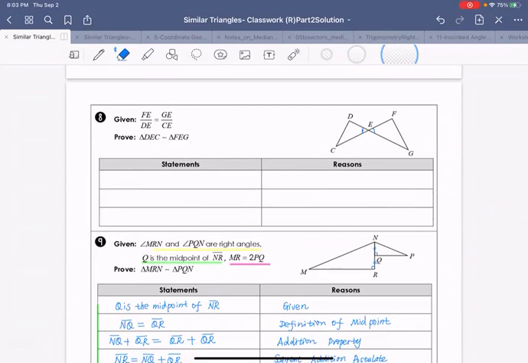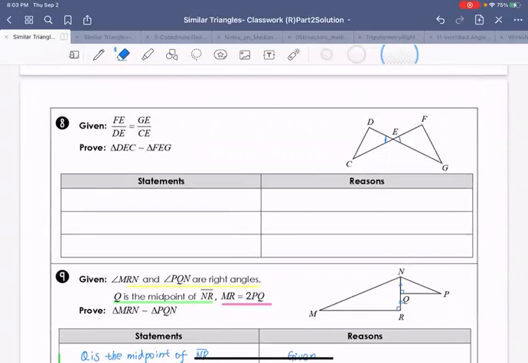Kathleen, let's try number 8. Go ahead, read the question. FE over DE equals GE over CD. The reason is given. What else? Angle DEC is congruent to angle FEG.